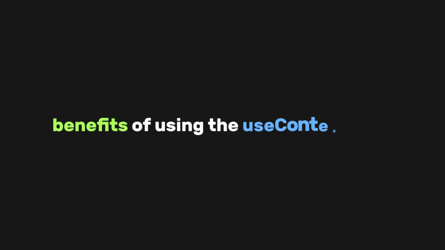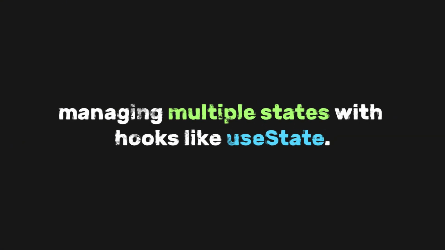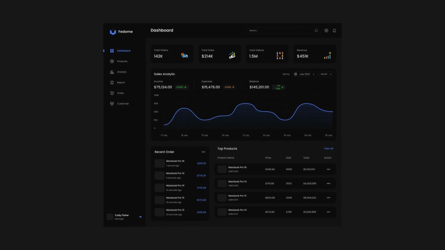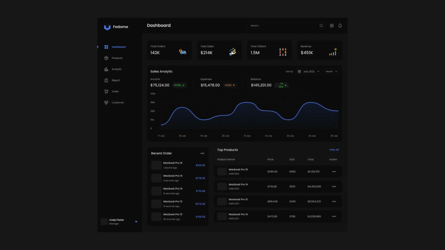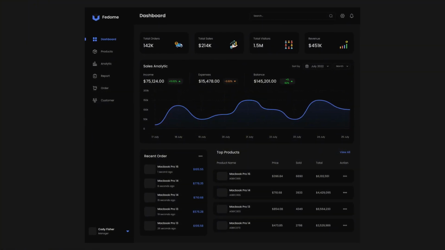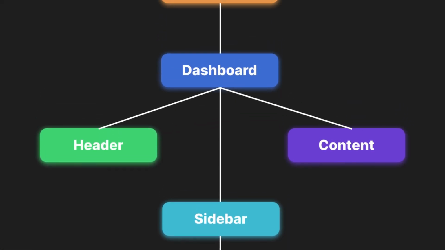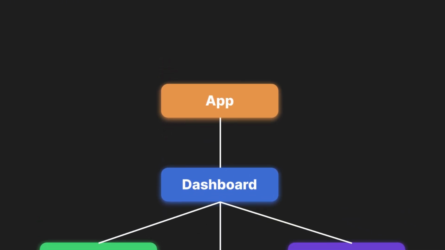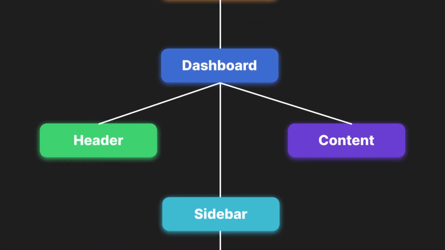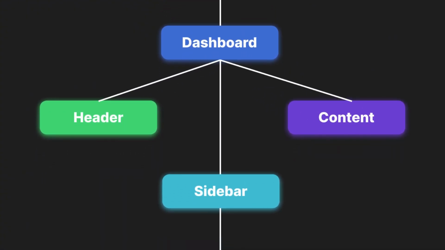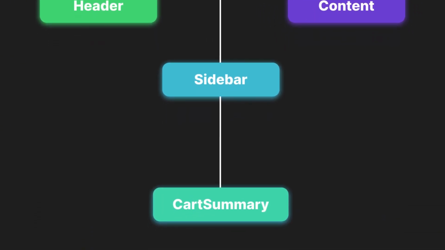We can appreciate the benefits of using the useContext hook when managing multiple states with hooks like useState. For instance, imagine we have an e-commerce dashboard where we need to pass user information, theme settings, and shopping cart state through multiple nested components. The component tree would look something like this. Inside the app component, we have the dashboard, and then within the dashboard, there are 3 components: header, content, and sidebar. And last, inside the sidebar, we have the cart summary.